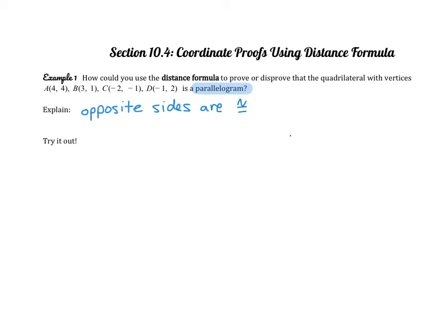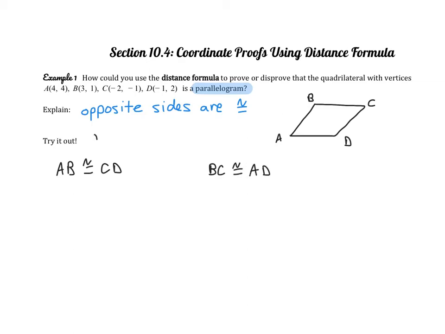So it may help for us to draw a little sketch just so we can determine which segments need to be congruent. So we need to show that AB is congruent to CD, and we need to show that BC is congruent to AD. And of course, the distance formula, we'll write it here. Remember, it's the difference in x values squared plus the difference in y values squared, and then you take the square root of all of that.